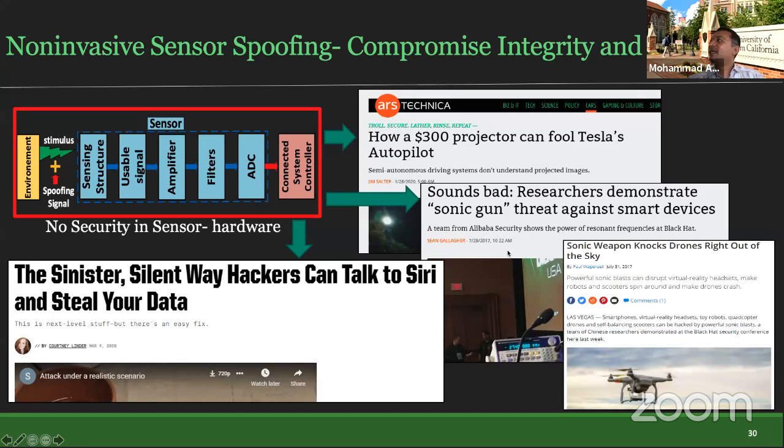Then we have seen, sounds bad, a researcher demonstrating a sonic gun threat against a smart device, basically just by using sound, how we can hack into smart devices like Alexa. And we have seen how Siri can be used to hack, and how drones can be attacked using acoustics. So all these modalities, acoustics, gyroscope, have been shown in recent days to be hackable.